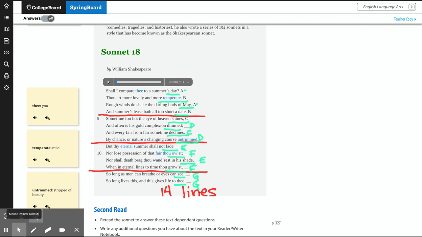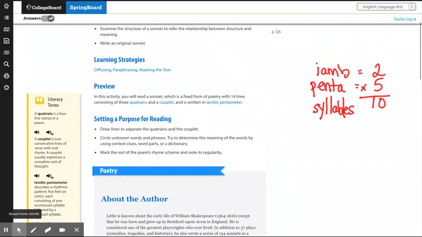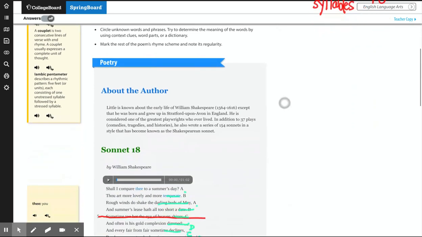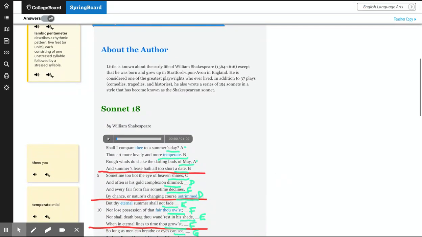Now I just want to check that iambic pentameter. So I'm going to go back here. I know that my iambic pentameter is a rhythm pattern, 5 feet with an iamb, which is 2 steps, is 10 syllables. Unstressed followed by stressed. So I'm going to take a look at this, and this is how you mark an unstressed syllable, with a little U. Let me change my color here. Make that a little bit yellow. An unstressed syllable, we do with a little U.